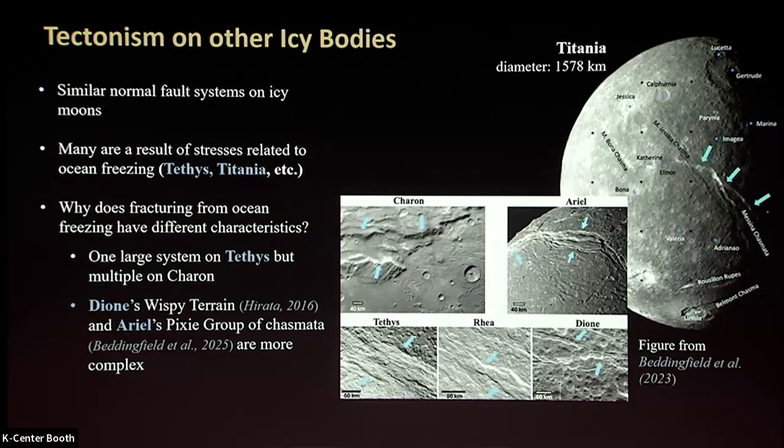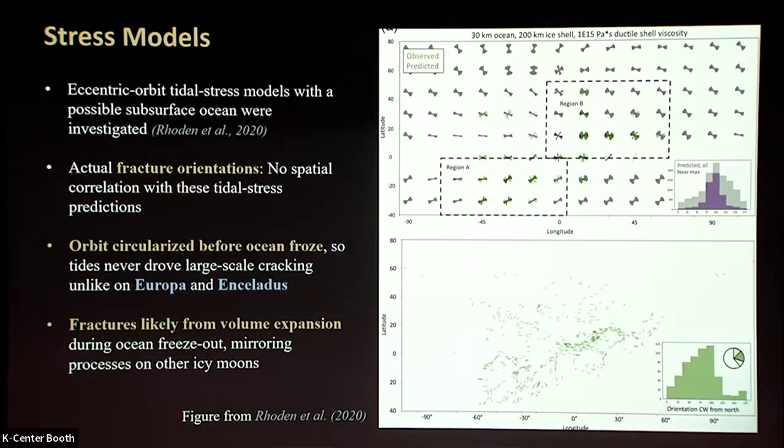But it is curious that they display themselves so differently on different bodies. Some are very concentrated in canyons, like on Tethys with Ithaca Chasma. Others are widely distributed, like the wispy terrains on Dione. So a big question as we look at Charon in the context of these other worlds is why, what controls how ocean freezing expresses itself on the surface of an icy moon. Next slide.